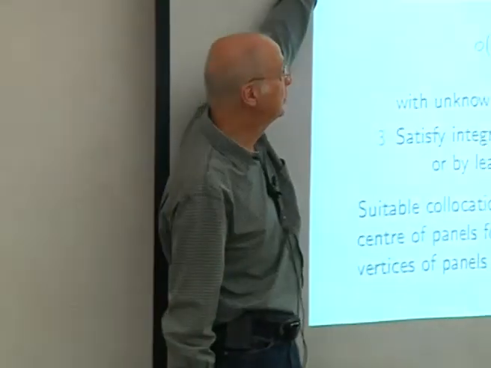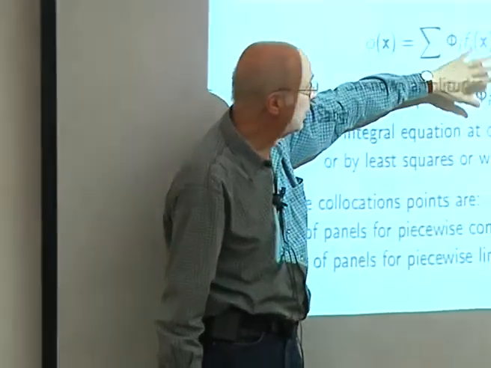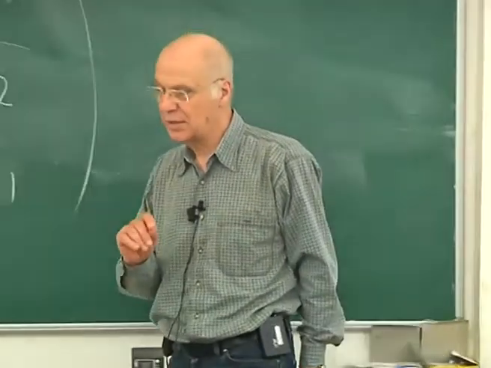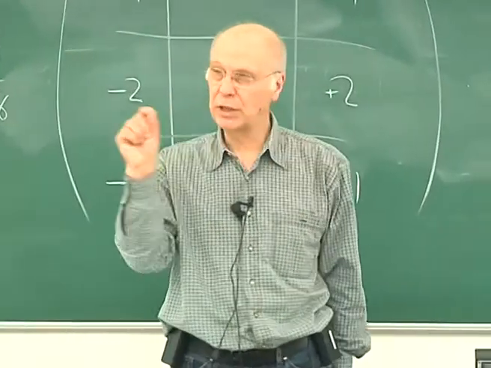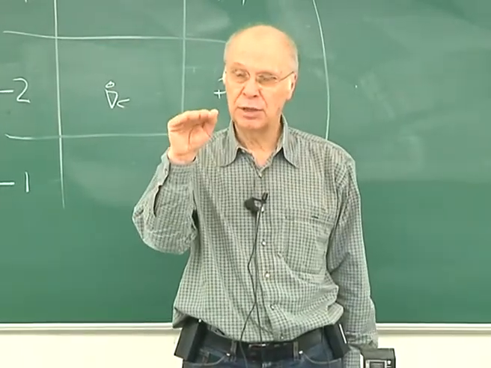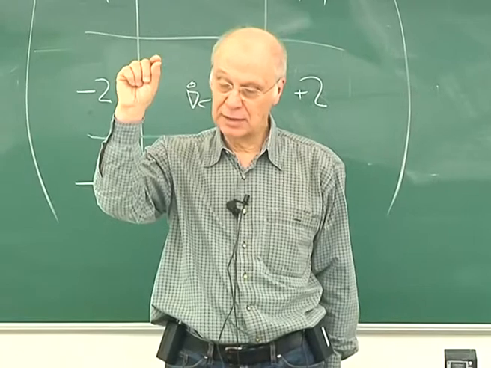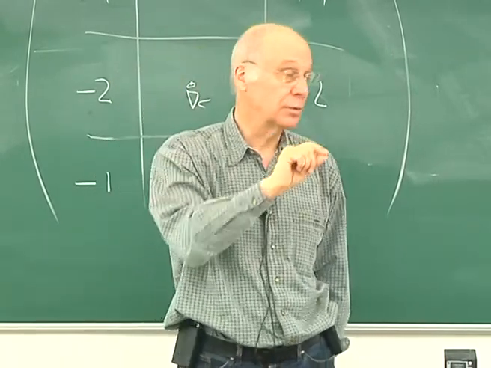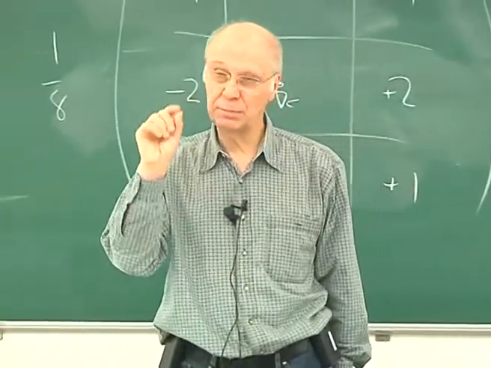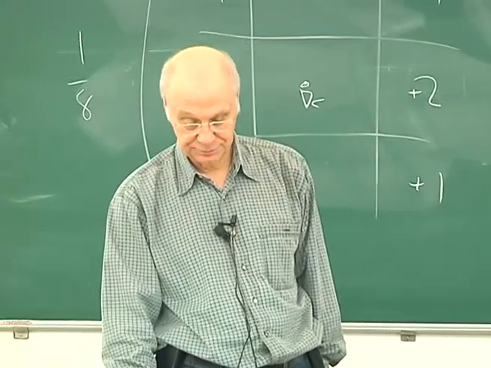So we divide the surface into panels. We represent the unknowns with basis functions and amplitudes, and then we satisfy the integral equations. Normally we satisfy them at collocation points. There are particular points we choose, and for piecewise constant panels we choose the midpoint of the panel. For piecewise linear unknowns we choose the ends of the intervals. There are methods that do it by not satisfying the integral equation at points, but satisfying them in some weighted integral sense, but I don't do that.